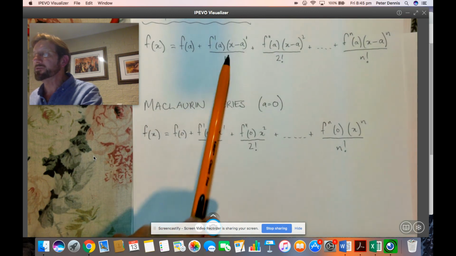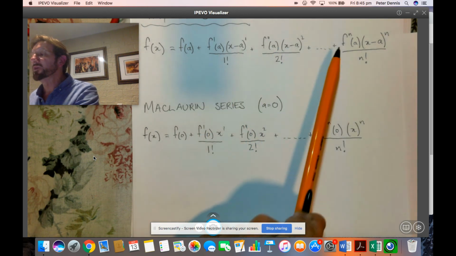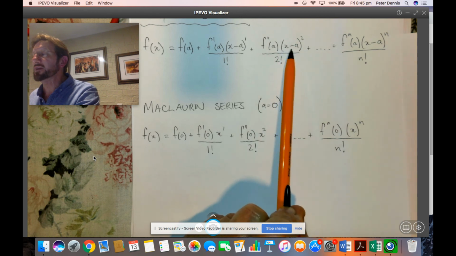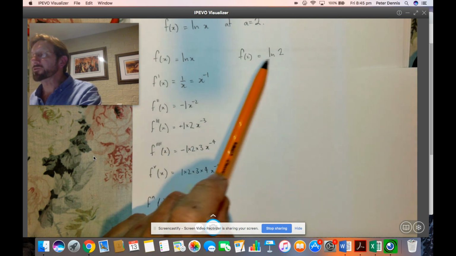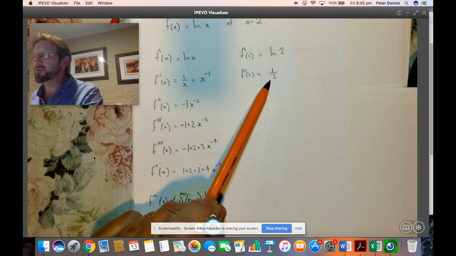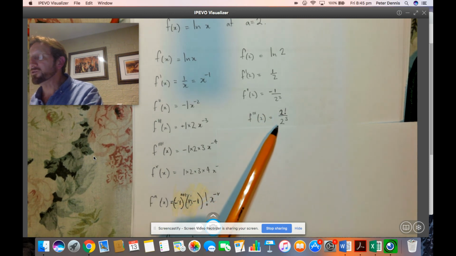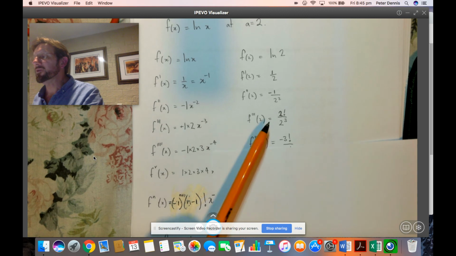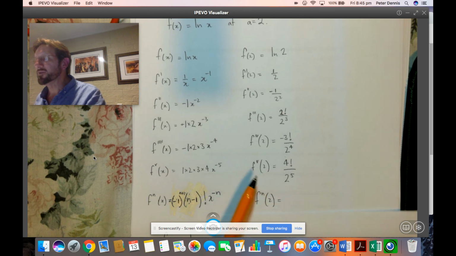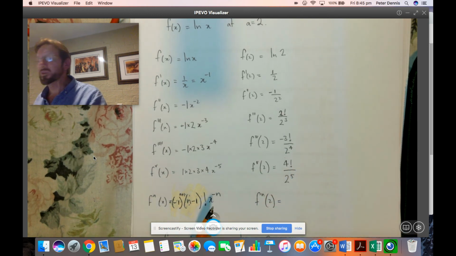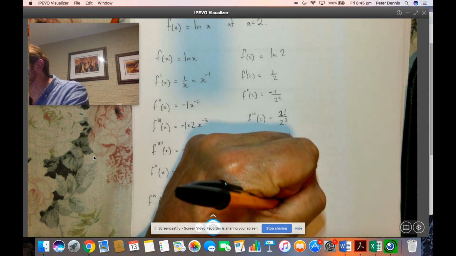Now, we look at the derivative at x equals 2, because remember, for the Taylor series, that's what we want. The derivative at x equals 2, the second derivative at x equals 2, the third derivative at x equals 2, and then we get this x minus 2 squared. So what we're going to have at 2 is log of 2, then 1 over 2, then minus 1 over 2 squared, then 2 factorial over 2 to the power of 3, minus 3 factorial over 2 to the power of 4, 4 factorial over 2 to the power of 5. So the nth term is going to be n minus 1 factorial over 2 to the power of n.